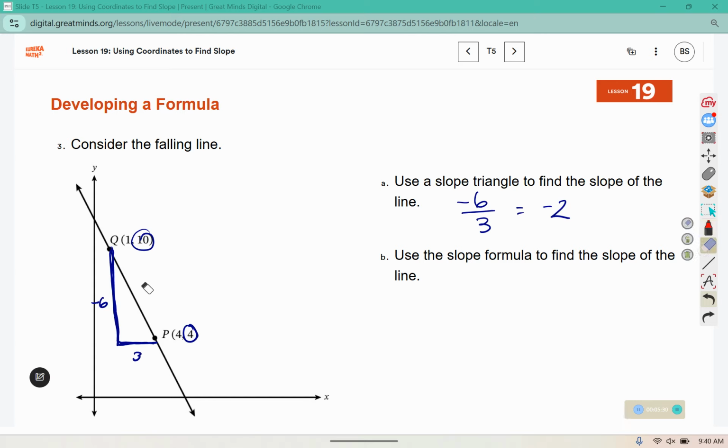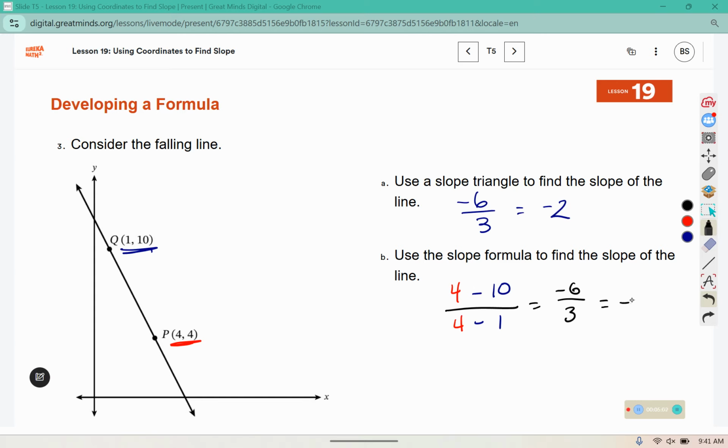Then it says use the slope formula to find the slope of the line. So this is y2 minus y1. So that is 4 minus 10 divided by x2 minus x1. 4 minus 10 is -6. 4 minus 1 is 3. And that also comes out to -2.